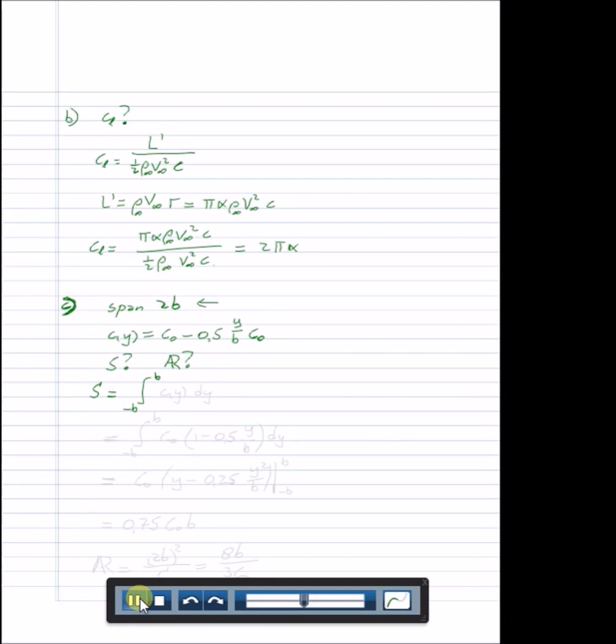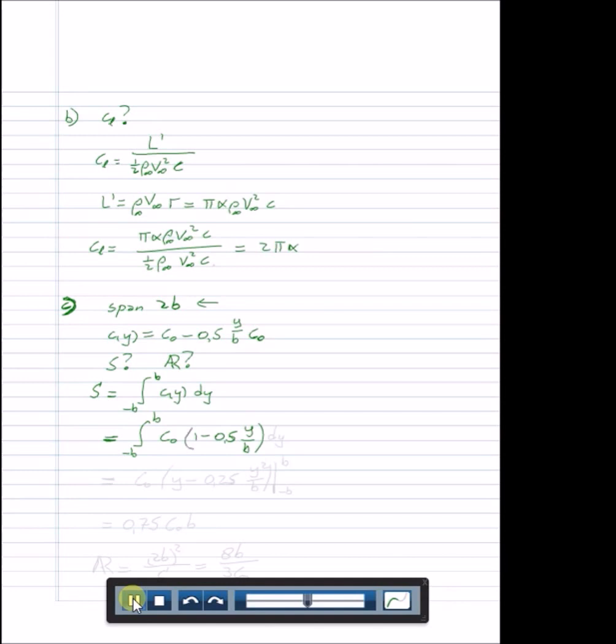Because y was 0 at the root, and y is equal to b at the wing tip. So we go from minus b to b of that function c of y, which was given in the question. Right, so we can evaluate that integral. So we've got this integral. My pen is playing up big time. But we go from minus b to b, c naught times 1 minus 0.5 y divided by b.